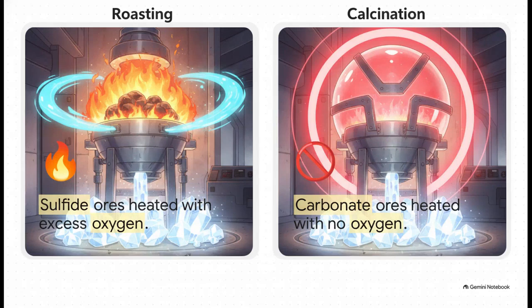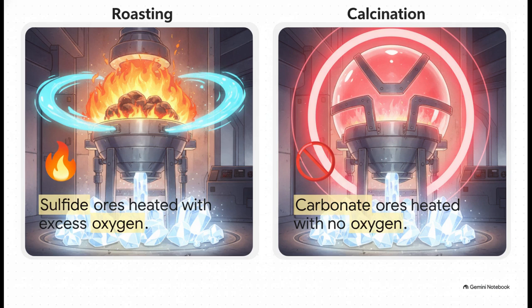Now, roasting versus calcination. These are 2 terms that constantly trip students up, but here's an easy trick so you never mix them up on test day. Roasting has that strong S sound in the middle, right? So remember, it's for sulfide ores, and you do it in the presence of excess oxygen, kind of like roasting a marshmallow in the open air. Calcination starts with a C, so it's for carbonate ores, and it's done in the absolute absence of oxygen.